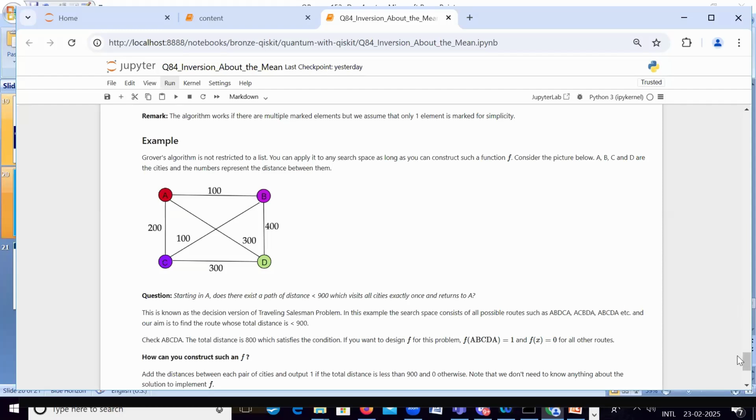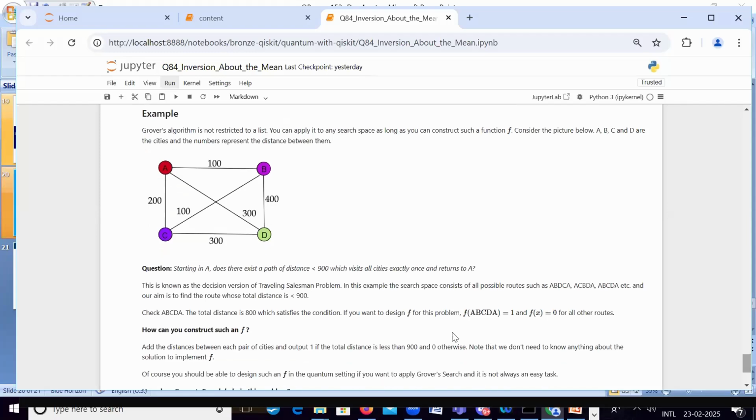And the problem, the question: starting in A, is there any path whose distance is lesser than 900, which visits all the cities exactly once and returns to A? What is the meaning of starting from A? If a person has to travel to B, C, D, and then has to return back to A, in doing that, is there any path that makes the distance lesser than 900?